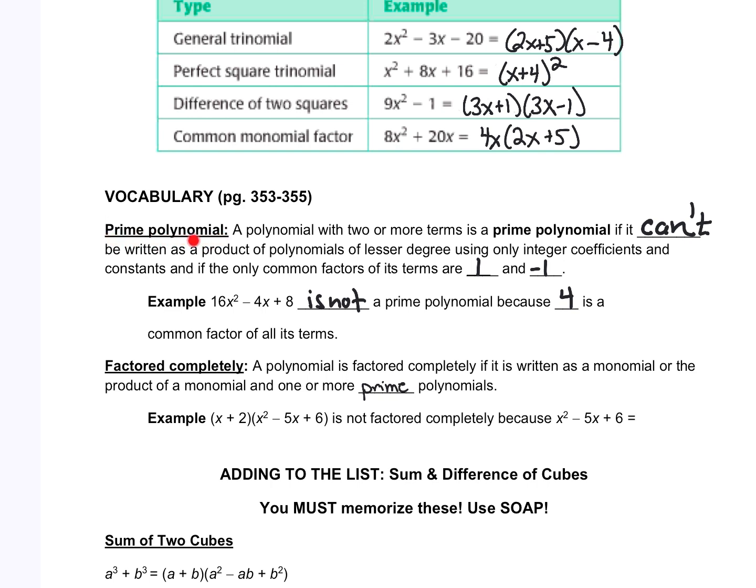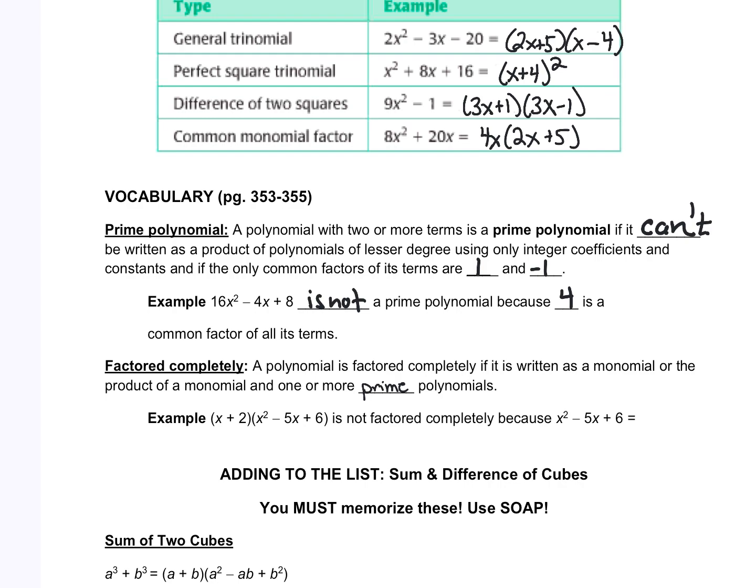A prime polynomial specifically is defined as a polynomial with 2 or more terms that cannot be written as a product of polynomials of lesser degree using only integer coefficients and constants, and if the only common factor of its terms are 1 and -1. That's a mouthful. You do not have to memorize that definition. You only have to be able to apply the definition.